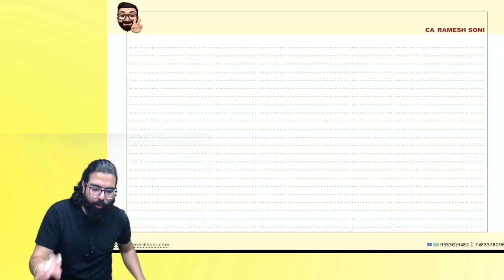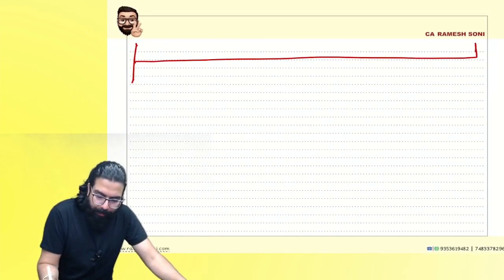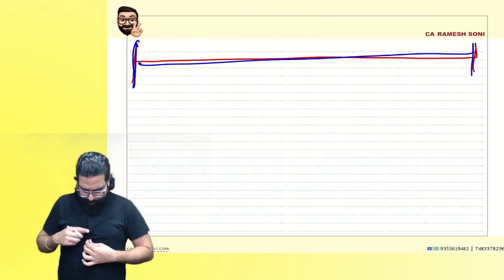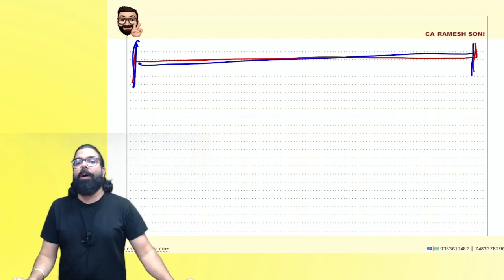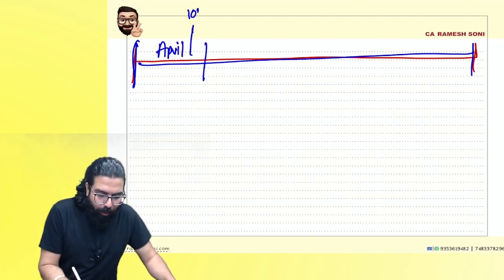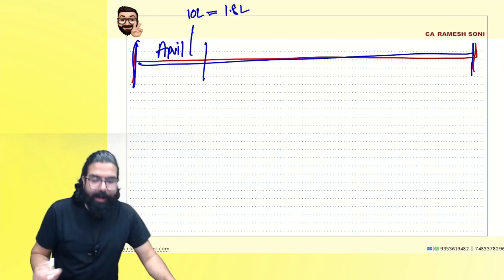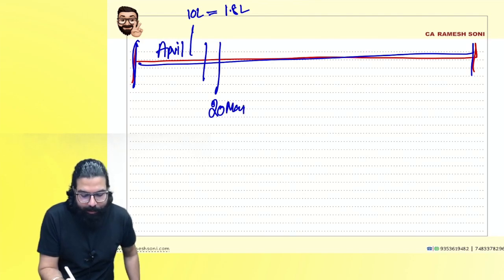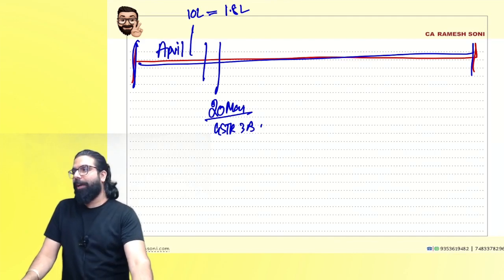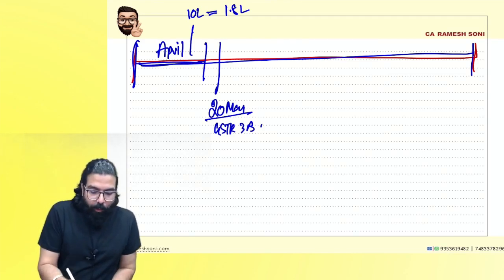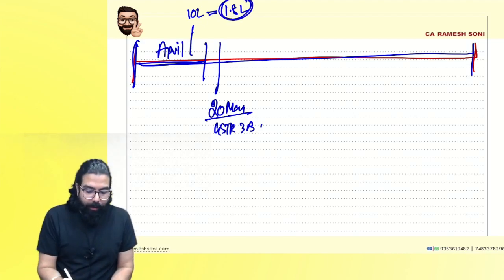Now everyone listen. The next one over here. Supposingly, for the month of April, I am going ahead and having a sale of 10 lakh rupees and GST is 1.8 lakh. Everyone listen. When I file my return on 20th of May, GSTR 3B, sir, April month, what is my liability? 1.8 lakh.